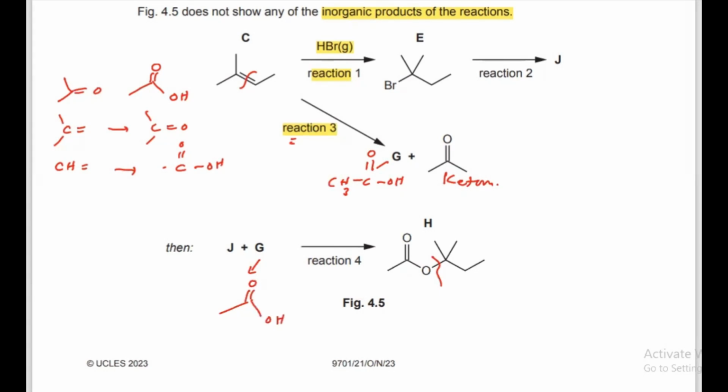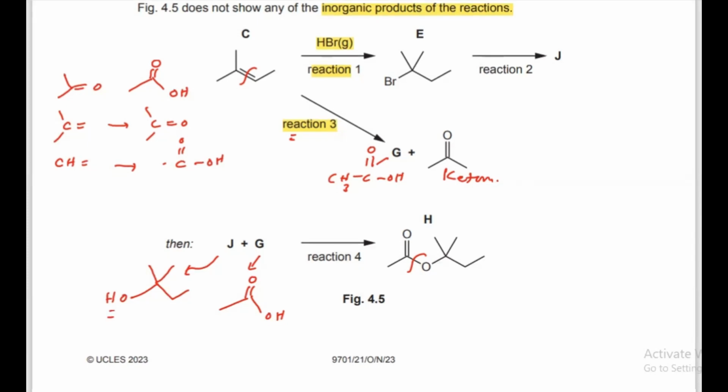It means that the rest of the part is of alcohol. Yes, we can break this bond from here, and we will get the rest of the compound. So these two compounds, this is J and this is G, will react with each other to form an ester linkage. This is the alcohol, a tertiary alcohol, and this is carboxylic acid. Now just look at the questions.